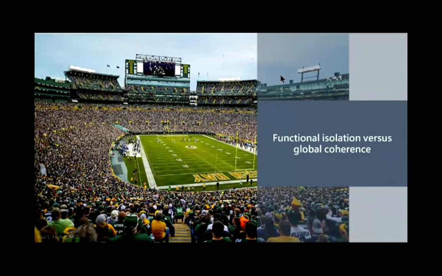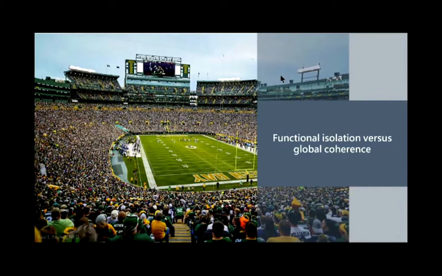This is Lambeau Field in Green Bay, Wisconsin. And these fans constitute a spatially extended complex system. And one of the first things one would ask about any complex system, particularly one where we don't know too much about it, would be, does this system consist of isolated patches that do their own thing, in other words, functional isolation? Or does it consist of a system where everybody's acting together, in other words, global coherence?